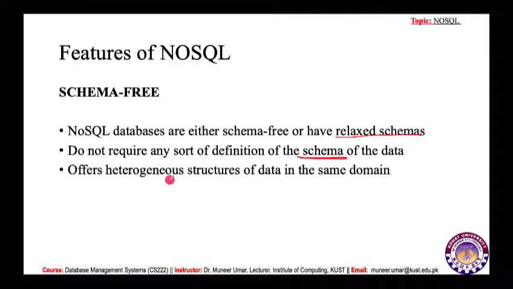It offers heterogeneous structures of data in the same domain. It is like we might have one single entity, and under that entity we may have different types of values. We may provide values having different data types, so it would not create any issue. In relational databases, when we create an attribute, we also define its data type, and we may define the possible set of values or the domain of that attribute.